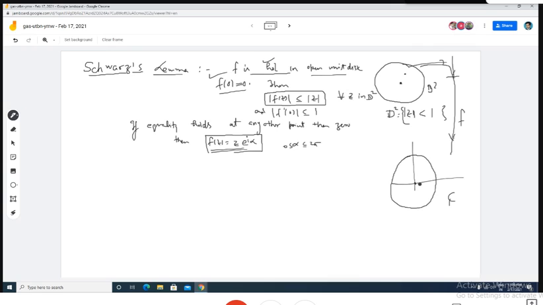And secondly, if it sends 0 to 0, and at any other point, suppose your point is z1, this z1 is a point here and this is f(z1), if the distance of f(z1) from the origin and the distance of z1 from the origin are equal for any one point other than origin, then this map is nothing but a rotation by some angle alpha. So this is a very interesting result, what is called Schwarz lemma, and it's very much applicable in the theory of complex analysis, and maybe more generally in higher analysis and geometry also. So proof.